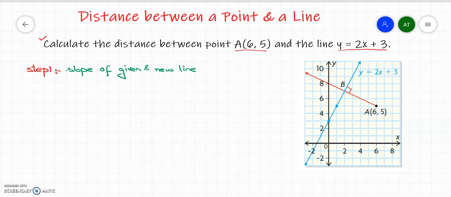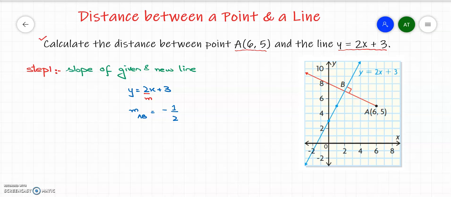Okay, now what is the given line? The given line is y equals 2x plus 3. That is a linear equation in slope-intercept form, and its slope is the coefficient of x, the m value is 2. Now what is the new line? The new line is basically the line AB, and that is perpendicular to the line y equals 2x plus 3, and we know that when two lines are perpendicular, their slopes must be negative reciprocals of each other. So the slope of line AB would be negative 1 by 2. The negative reciprocal of 2 is minus 1 by 2. So that is the slope of the new line.